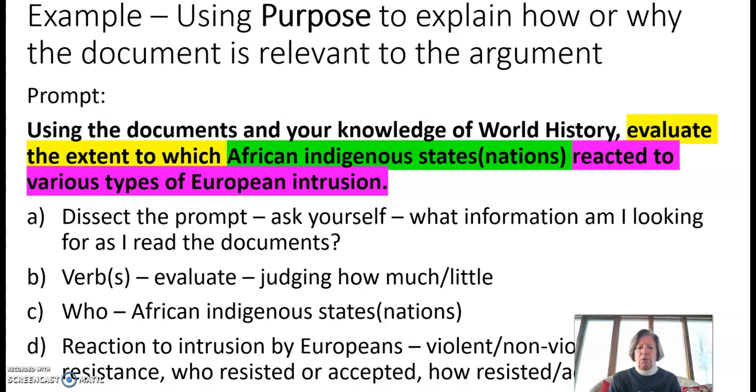Who am I looking for? I'm looking at the African indigenous states, and I'm also going to be looking at the European government or the European people that intruded on those African indigenous states. And then I'm looking for the reaction to the intrusion by the Europeans. And I'm going to ask myself, is it a violent or a nonviolent reaction? What types of resistance existed? Who resisted or who accepted? And how was this reaction resisted or accepted?